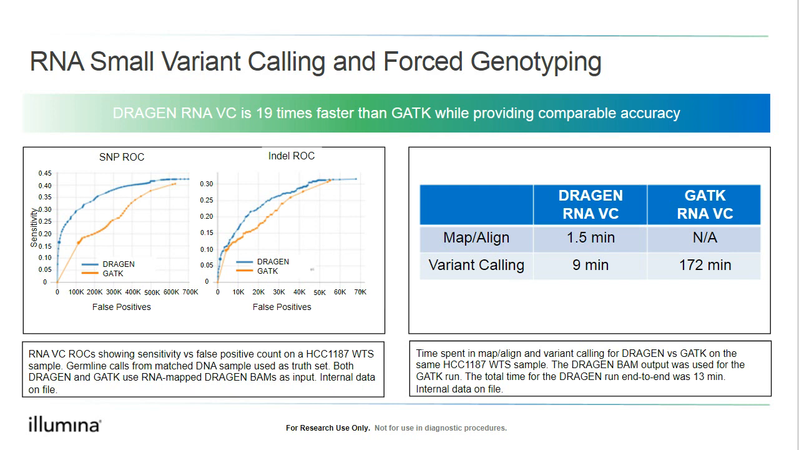On the right, you can see the total analysis time. So if you were to run the DRAGEN RNA variant calling using the map align and the variant calling option, then it takes about 11 to 13 minutes to finish the analysis. The RNA variant calling on the GATK side by itself takes close to 3 hours to run. So pretty fast, and we think that the accuracy is very comparable to what you might get from a GATK variant caller if you have already run that in the past.